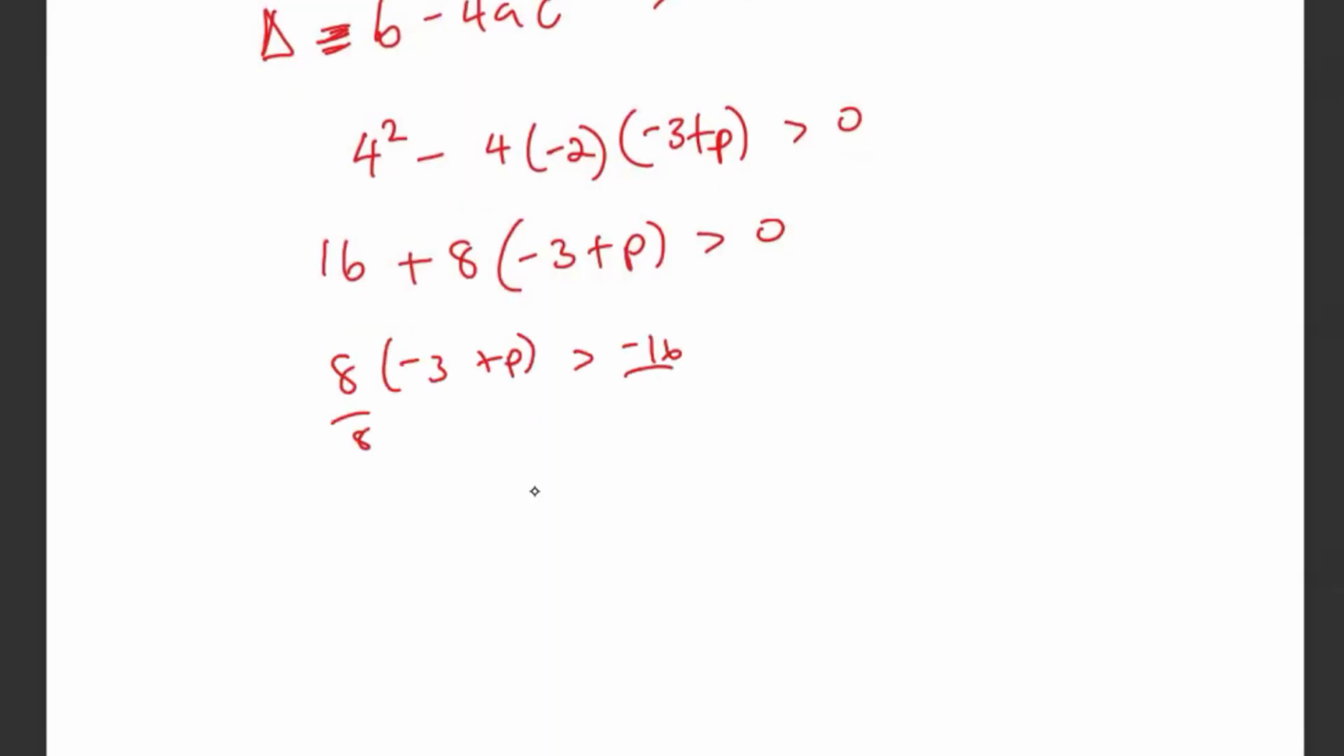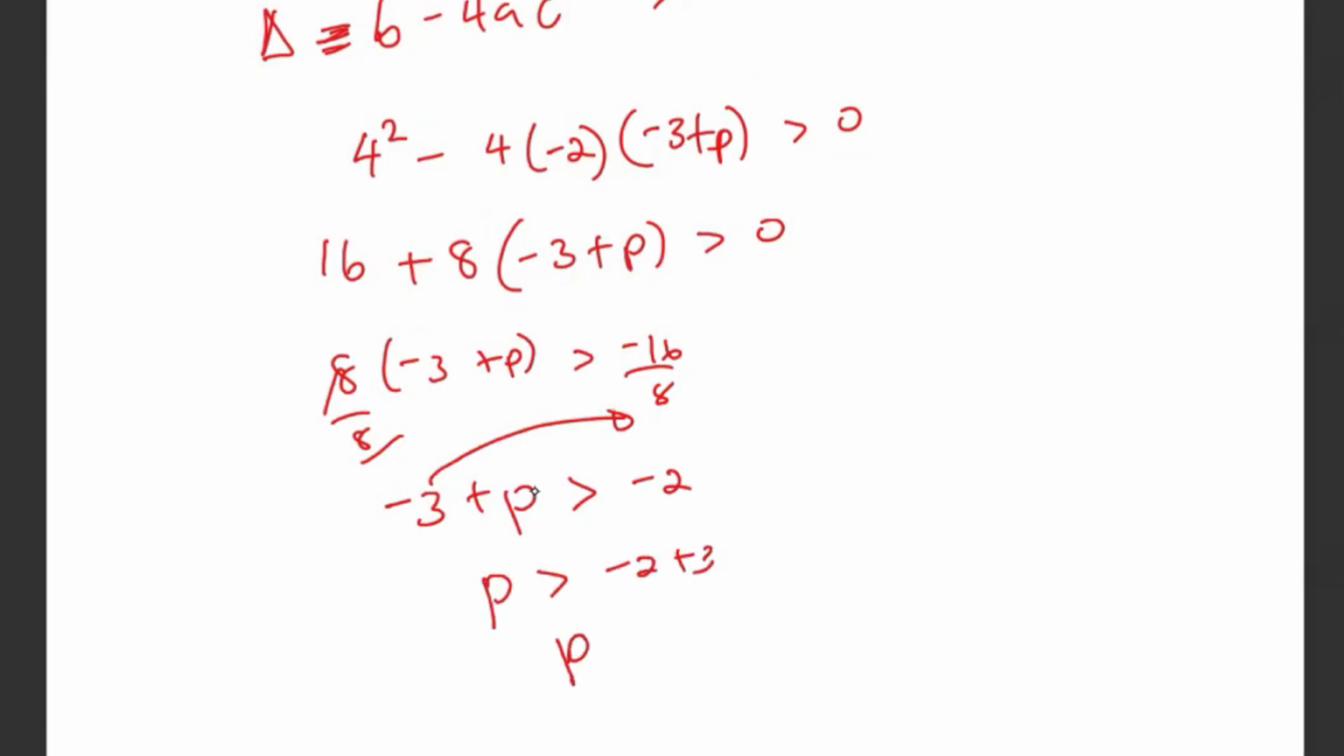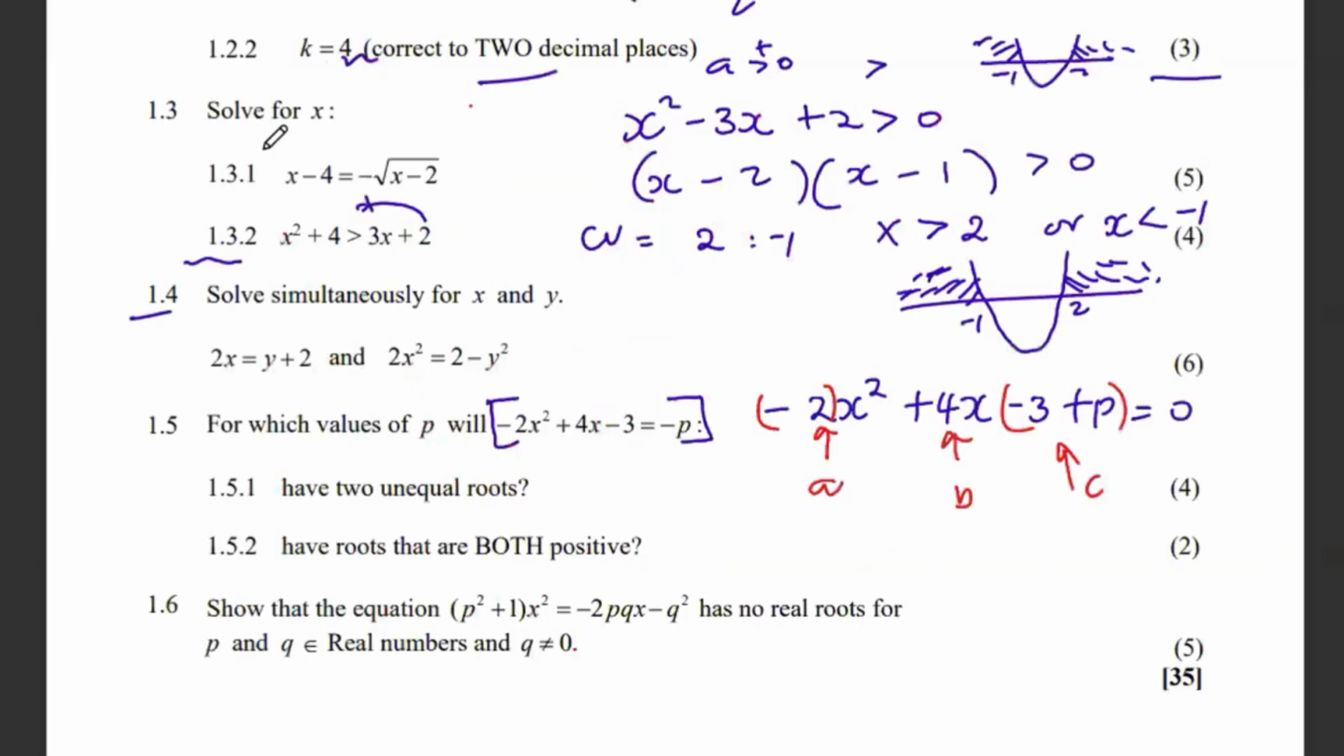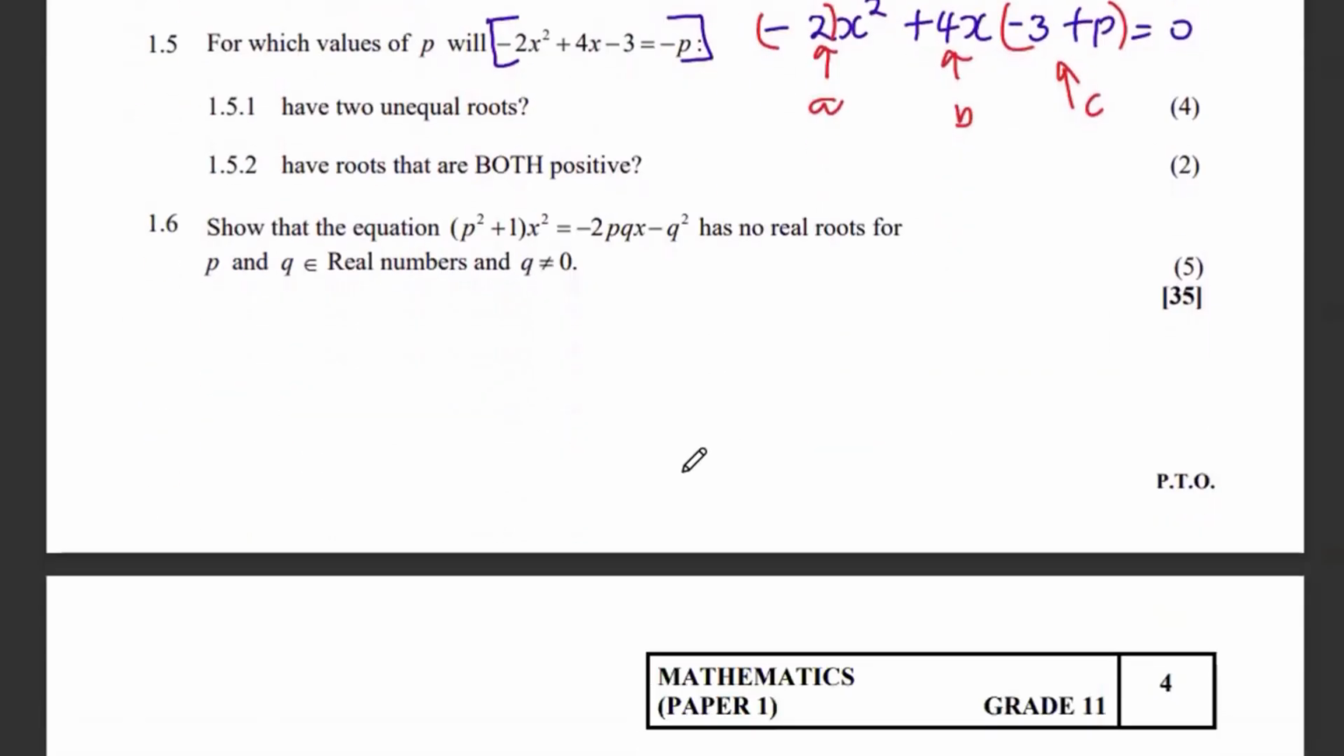Let's divide through by 8 so that we don't waste a lot of time. So negative 3 plus p is greater than negative 2. Then I'll move the 3 that side. p is greater than negative 2 plus 3, meaning that p must be greater than 1. So that is what I'm ending up with. Alternatively, somebody can open it up and you're going to get the same thing. For as long as p is greater than 1, the roots we're going to get are going to be unequal. And then for which values will it have both positive what?